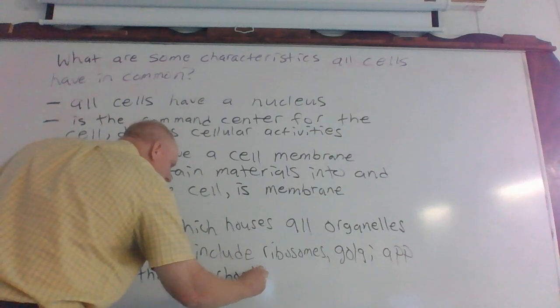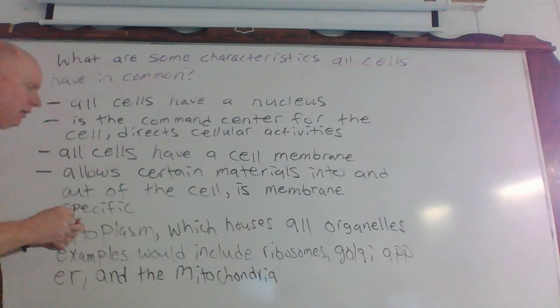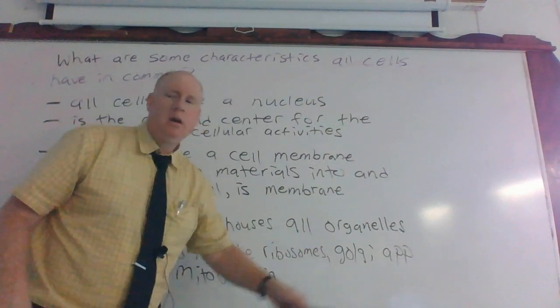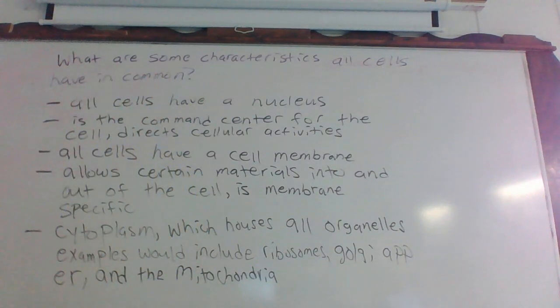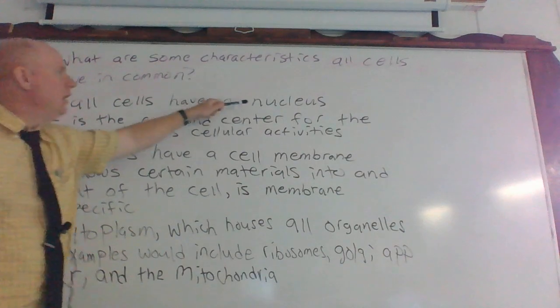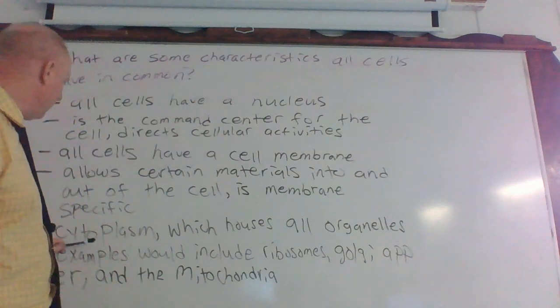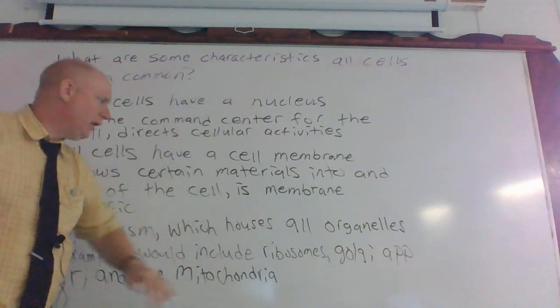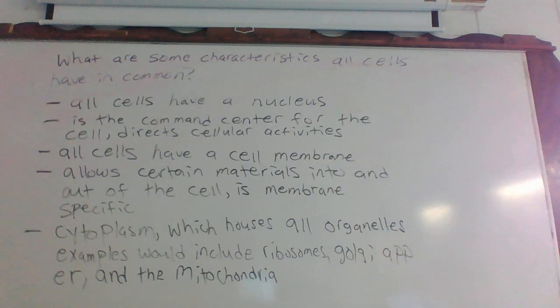And what might be a function of the Golgi apparatus? Well, what that will do is collect and modify different proteins that that cell may make. So now we've got our three characteristics: nucleus, cell membrane, and cytoplasm, and we want to explain the importance of those three characteristics.